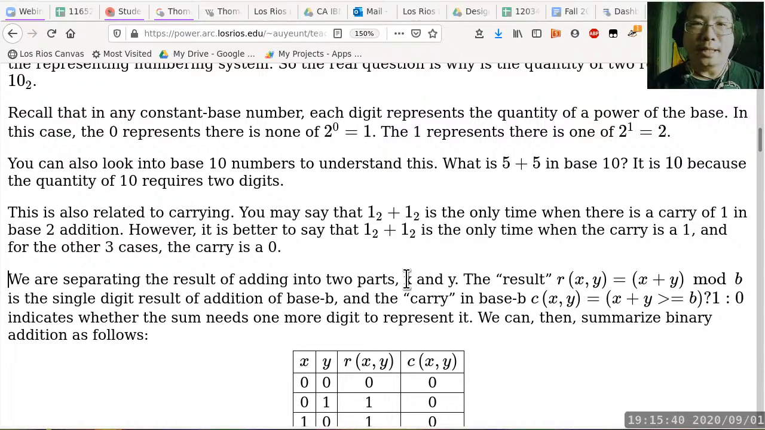When we're adding x and y, the result of the addition is r, and we are only referring to a single digit as the result of adding x and y. So if we're talking about base 10, 7 plus 5, the r of 7 and 5 is going to be 2. Are we doing okay so far with this? Because we are focusing on a single digit of adding 2 digits in a particular base.